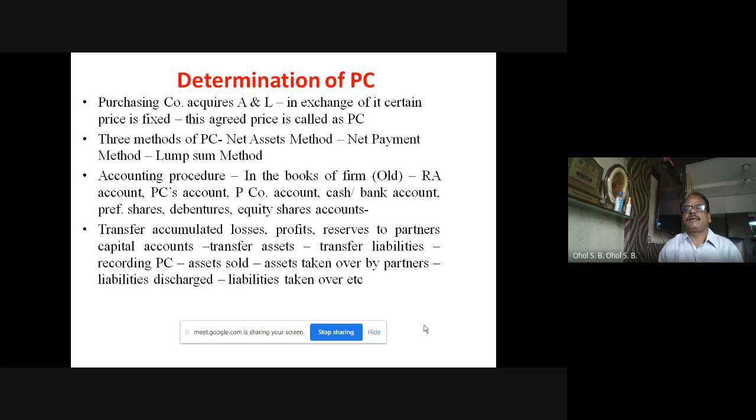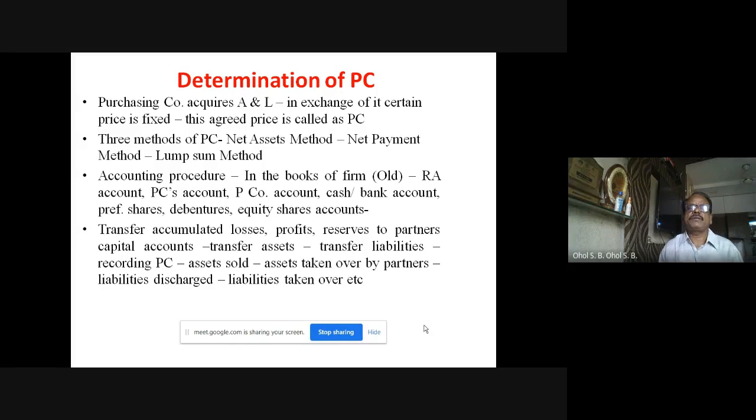So all the assets are to be recorded at book value. Then sundry liabilities are transferred to the realization account. The entry is made: sundry liabilities account debit to realization account. On the credit side of the realization account, we record by sundry liabilities, creditors, bills payable, bank overdraft. Other liabilities are also to be recorded on the credit side of the realization account under the head by sundry liabilities.